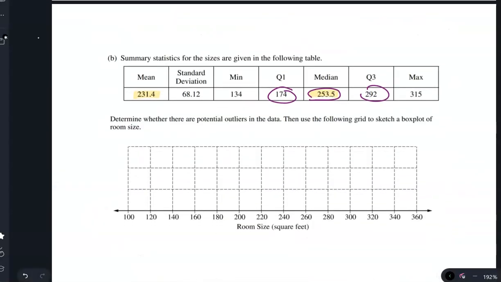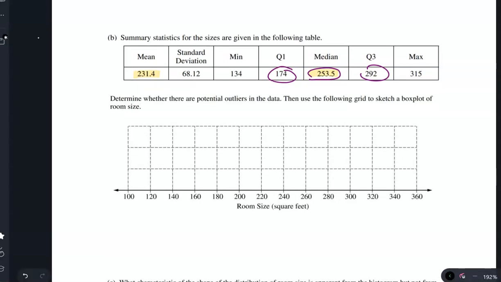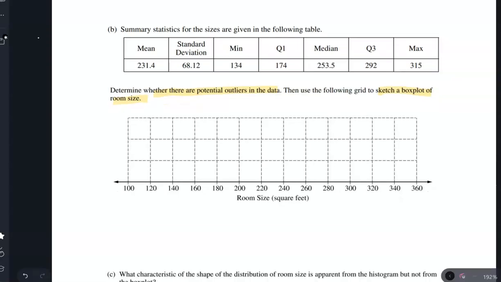All right, so let's take a look at the next one. We're going to determine whether there are potential outliers in the data, then use our grid to sketch a box plot of room size. It didn't appear that there were any outliers according to the histogram. Let's double check. This is where you would need to use the outlier equations and do it by hand: Q1 minus 1.5 times the IQR and Q3 plus 1.5 times the IQR.